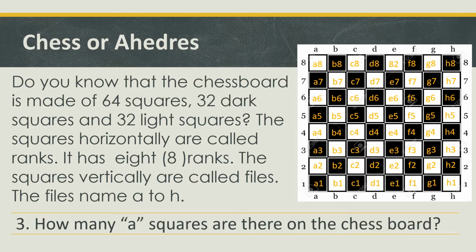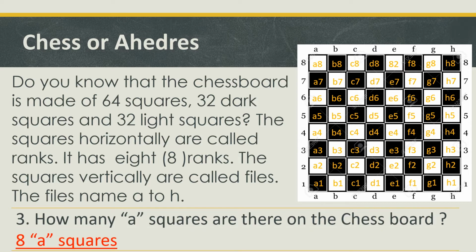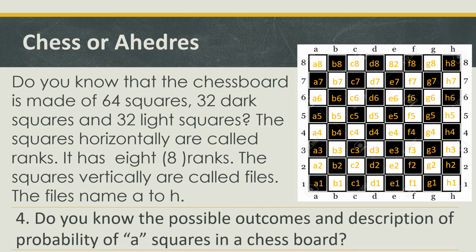How many A squares are there on the chessboard? There are 8 A squares on the chessboard. If that is your answer, very good. Do you know the possible outcomes and description of probability of A squares in a chessboard? To answer the question, we need to know the concept of probability. So, let us watch a video about probability.